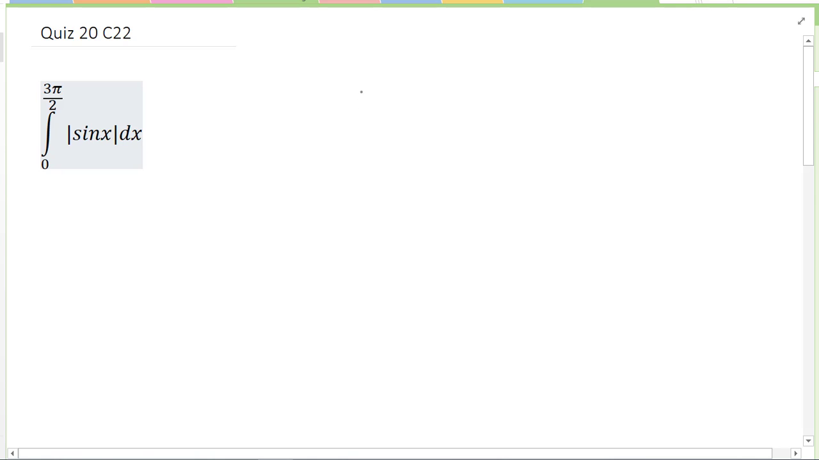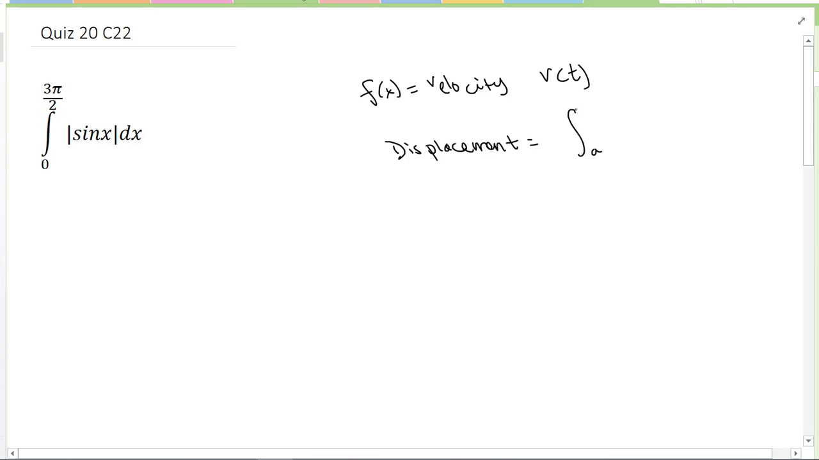If you remember, if you have a function where the function is the velocity function, v of t, then the displacement was the integral from a to b of v of t dt. Right, this is on a closed interval AB. And so that was a displacement, and so you just get f of b minus f of a. You just integrate the velocity function and you get the displacement.